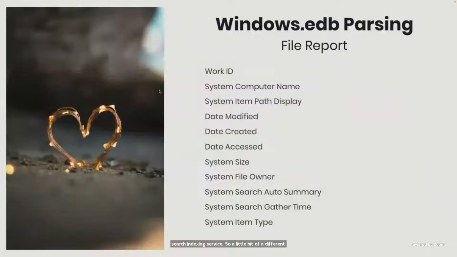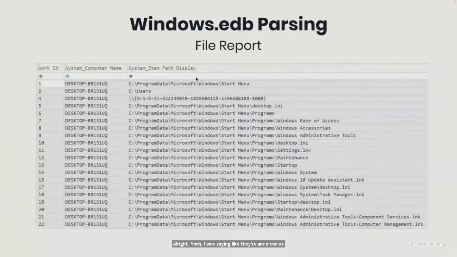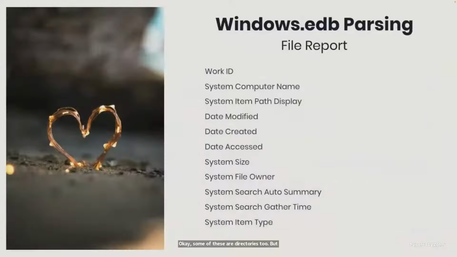As I'm looking at the file report, I only showed you this screenshot, which was the computer name, the work ID, and the full path of the files that were indexed. Some of these are directories too, but nevertheless, the full path of the item that was indexed. But there are other, equally important file columns that you're going to see in this file report output.